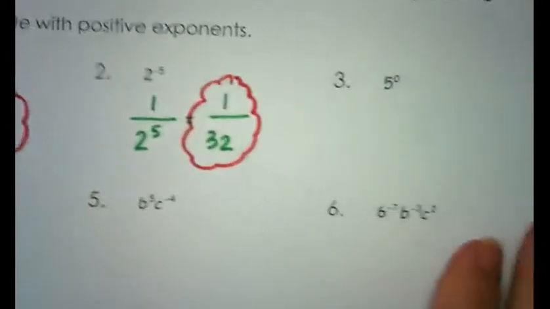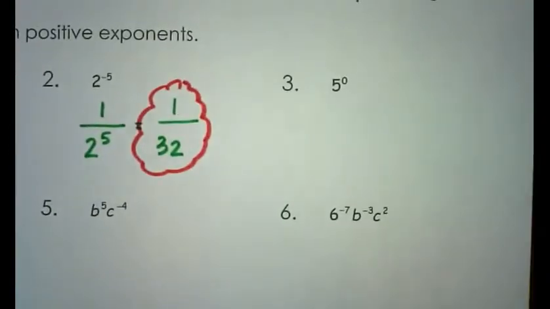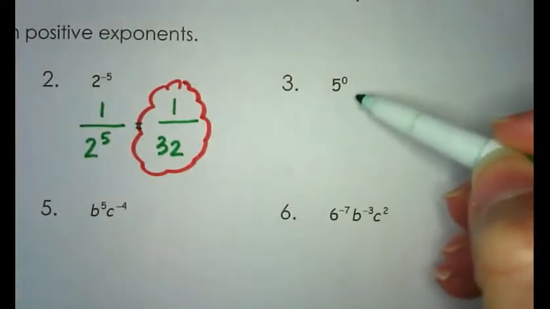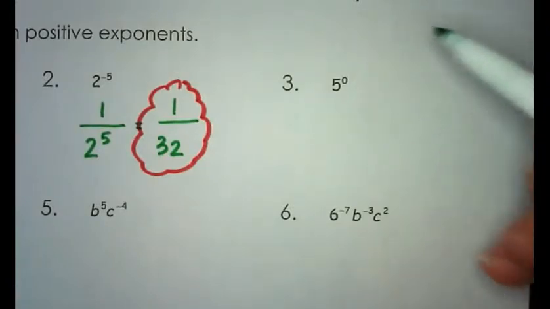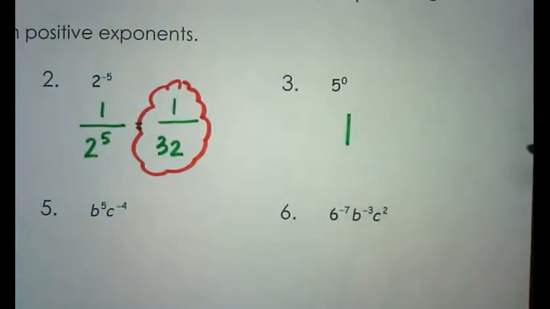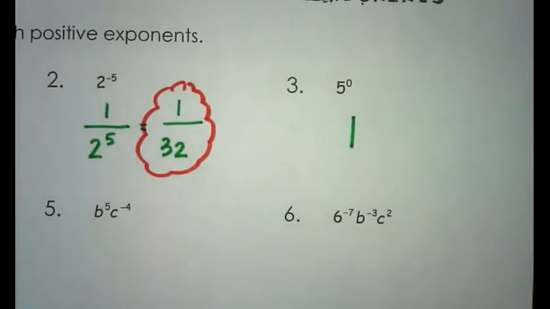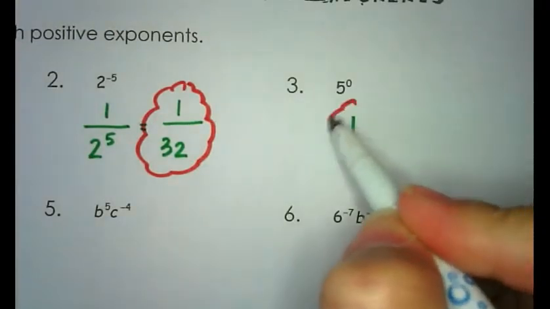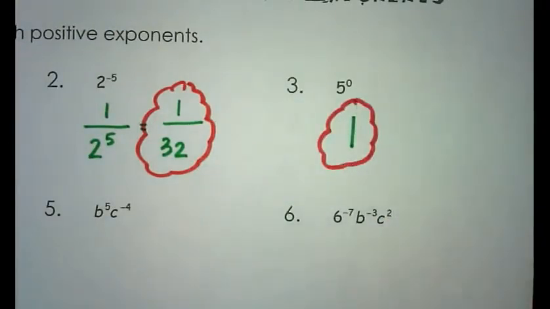All right, number 3. We didn't talk about this on the video, but you did look at this yesterday. Anything that has a 0 as an exponent always equals 1. So 5 to the 0 is 1. So that's our answer there.